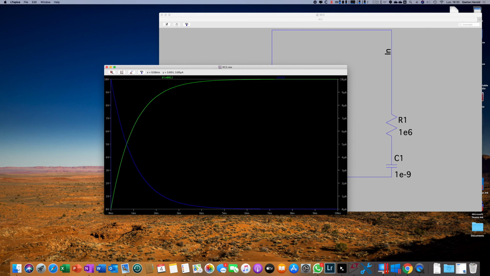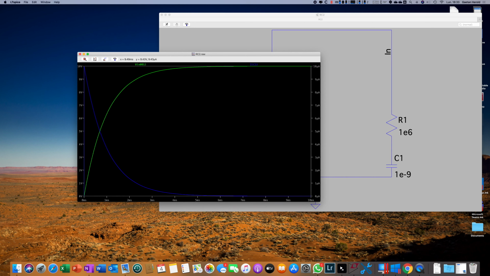Here is a voltage that rises exponentially from 0 to 10 volts, and a current that is first very high in absolute value, because the capacitor really needs to fill this voltage deficit very quickly in relation to the final voltage, and which also decreases exponentially.